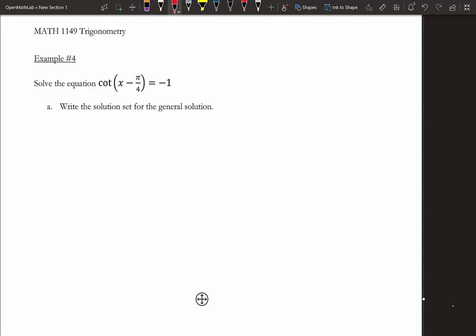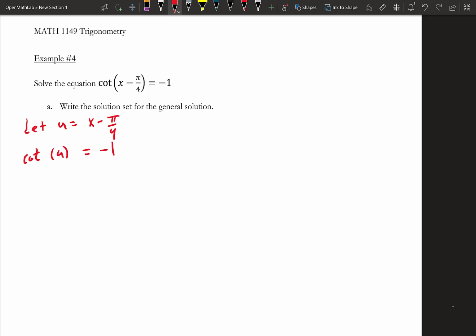All right, so now ready for example 4. We have the cotangent of x minus pi over 4 equals -1. So this one we don't have to do a lot to. It's already solved for a trig equation. I have cotangent of something equals -1. So the very first thing I would do is let u equal the inside, x minus pi over 4. So that gives me that cotangent of u equals -1. That makes it a little easier to work with.